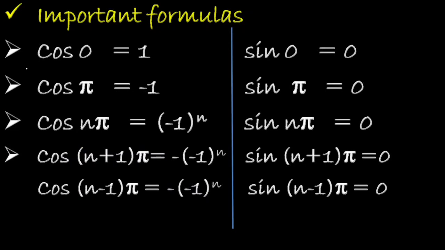The important basic thing you should know is that cosine 0 value is 1, whereas sin 0 is 0. Cos pi value is minus 1, whereas sin pi value is 0. Cos n pi is equal to minus 1 whole power n, whereas sin n pi is 0.